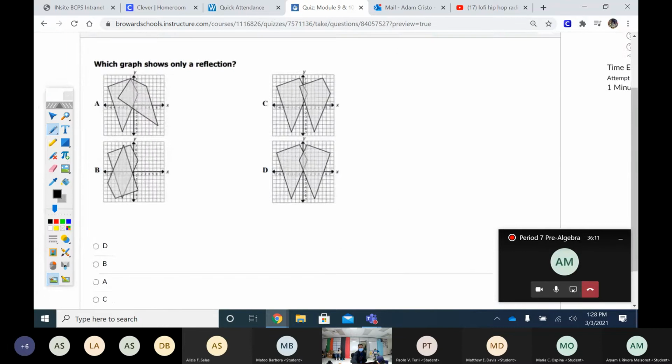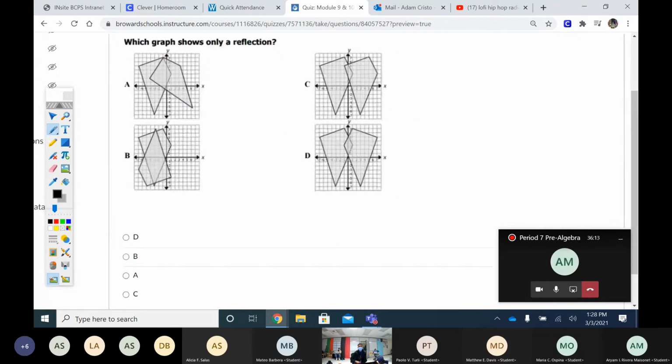Which graph shows a reflection? This is number 2, you guys. If you need the answers, this is your chance. I'm so confused on that one. Okay, so what happened? What actually is a reflection though? What's the stupid way of telling me what a reflection is? Like looking in the mirror. Okay, what do you mean by looking in the mirror though?